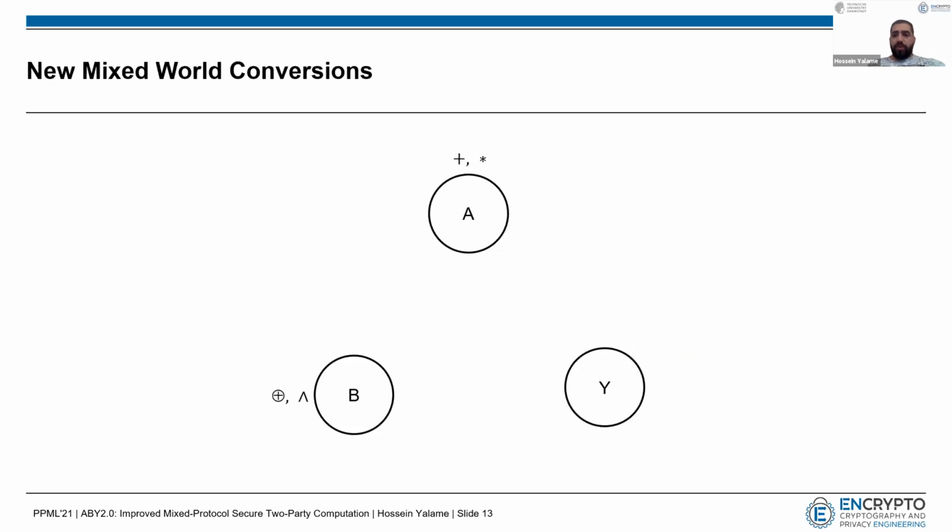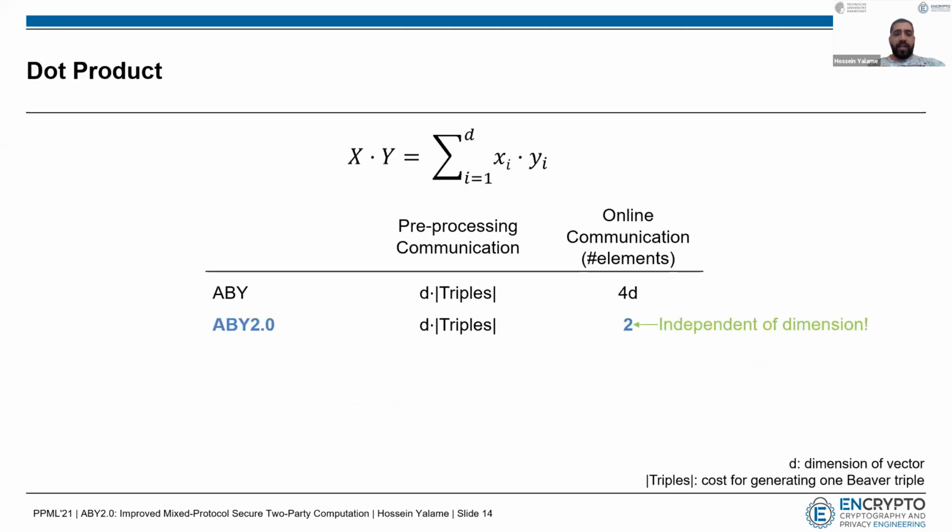And also for the protocols, for arithmetic sharing, Boolean sharing, and Yao's garbled circuit, we have new conversions which are more efficient than ABY. And the key highlight of our ABY2 is our new dot product. For example, for the dot product of dimension D, ABY needs 4D online communication, but we need only 2 elements online. We can say our dot product is independent of the vector dimension, with the same preprocessing communication compared to ABY.